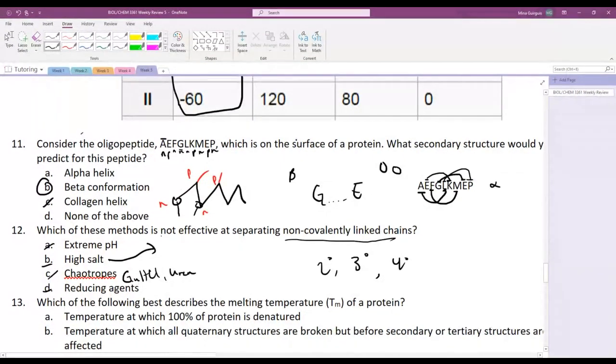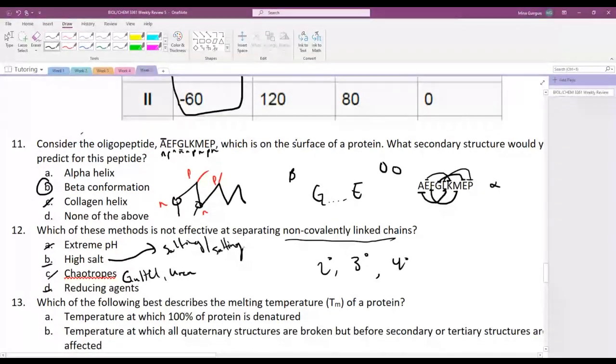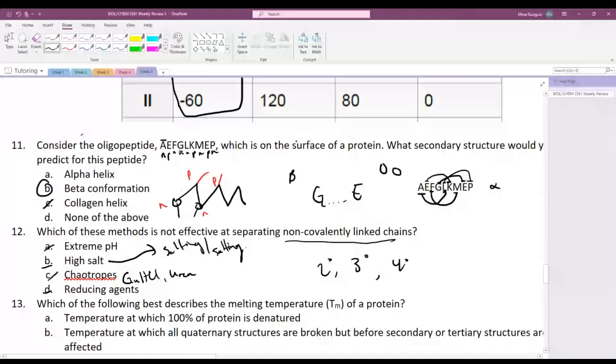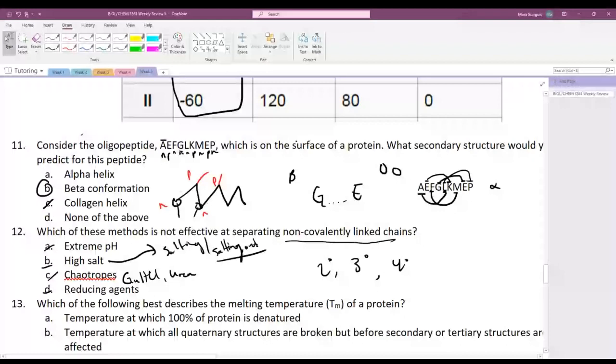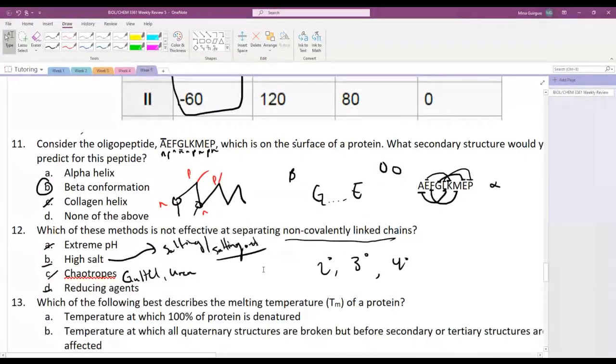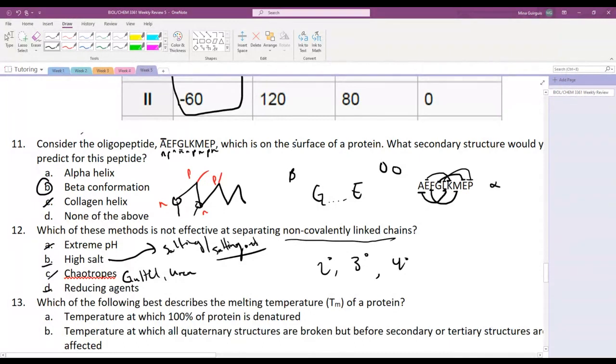So high salt, this is for salting in, salting out stuff, right? Specifically, this is salting out. Does this affect secondary, tertiary, quaternary structure? Okay, so no, I wasn't seeing it. I think it might be a little bit. So this one is actually technically correct.